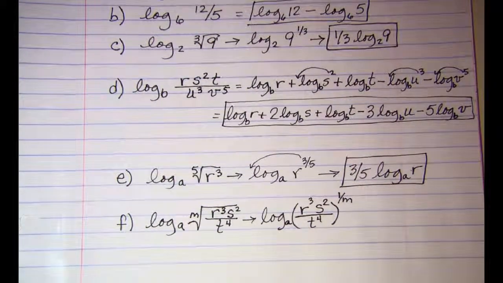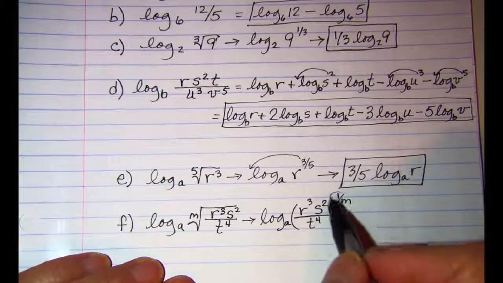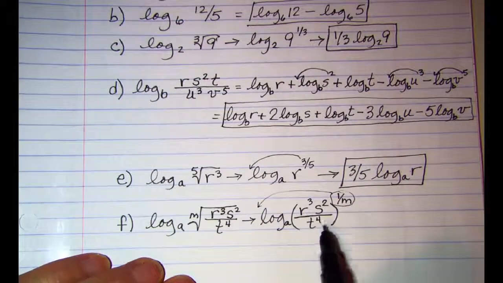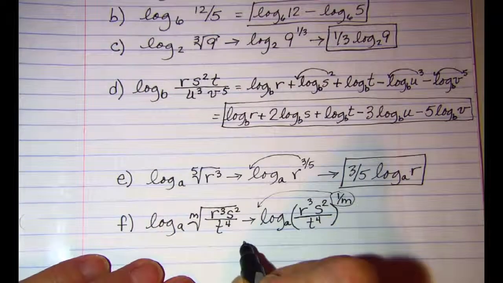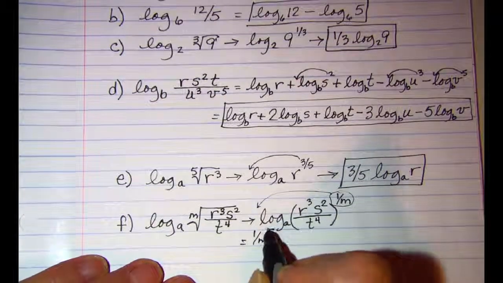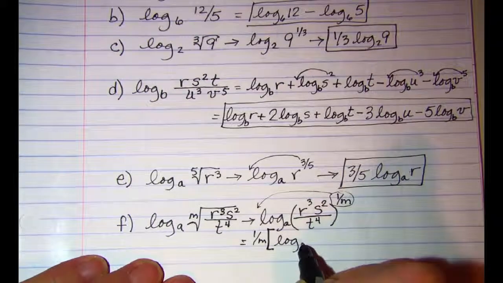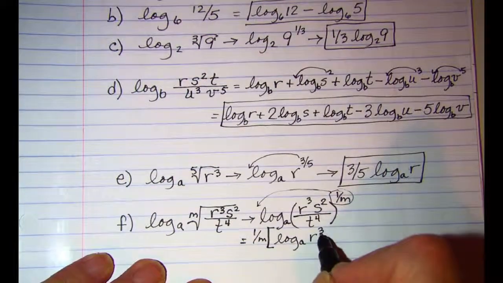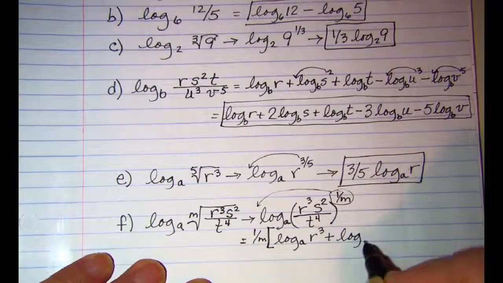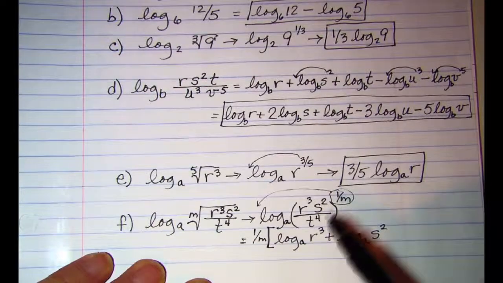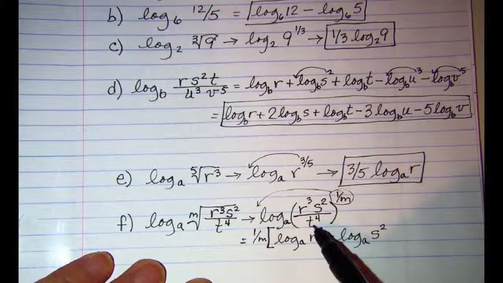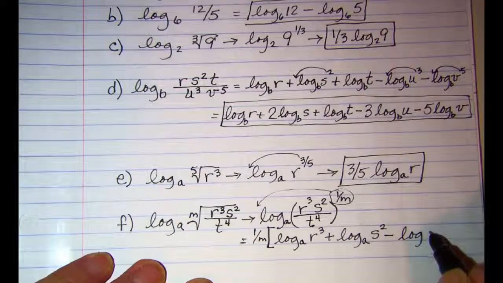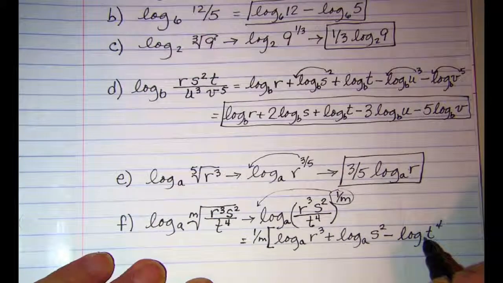Now you can do this in a couple of different ways. I'm going to go ahead and bring this exponent out in front first. Since I have quite a few factors here in the argument, I'll need to use parentheses on this. So I can say that this is 1 over m times the log base a of r cubed plus the log base a of s squared. And then since this factor is down in the denominator, I'll have to use property 2 on that one. So subtract the log of t to the 4th power base a.